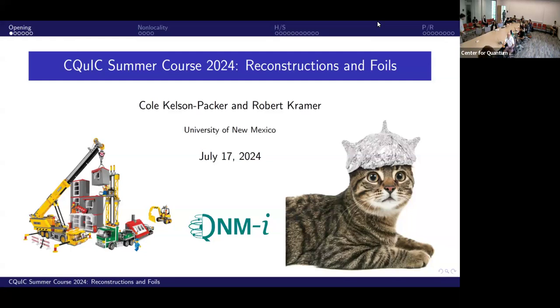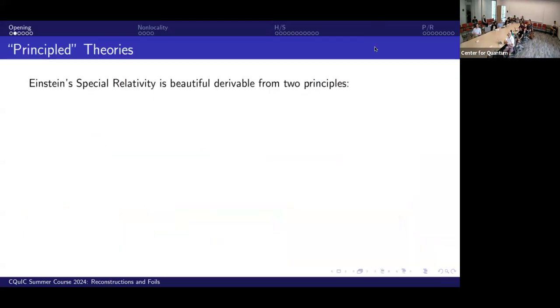Right, hopefully I set everything up correctly over here. So I'm Kelson-Packer, that's Robby Kramer over there, and today we'll be talking about reconstructions and oils. Quantum theory here. So once again, having issues.